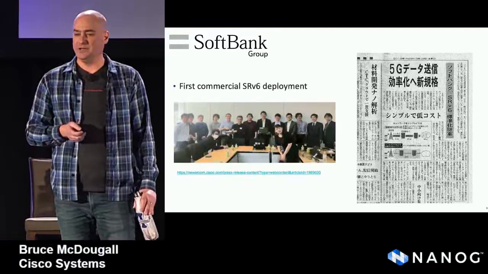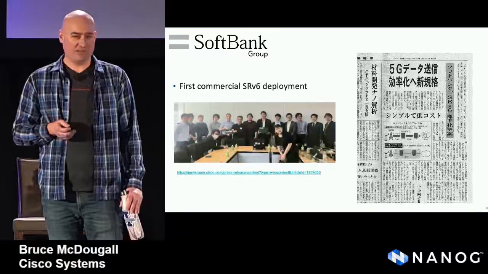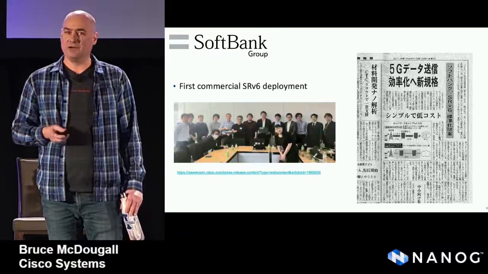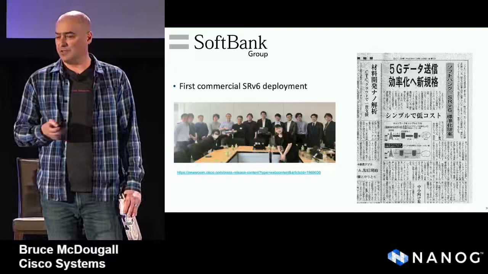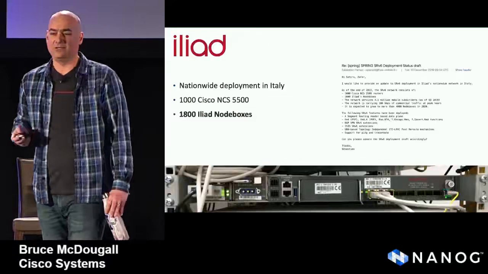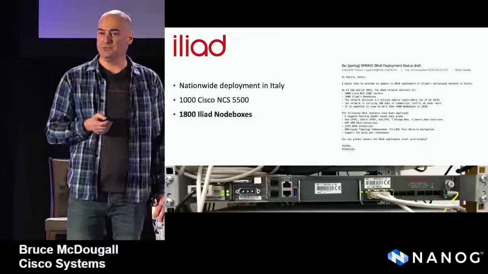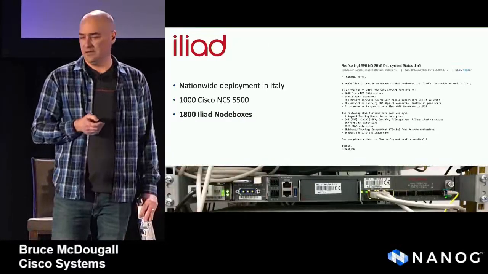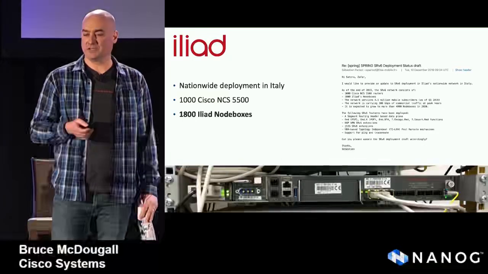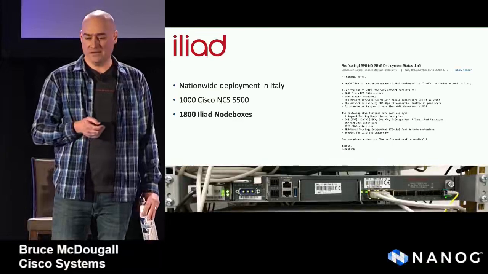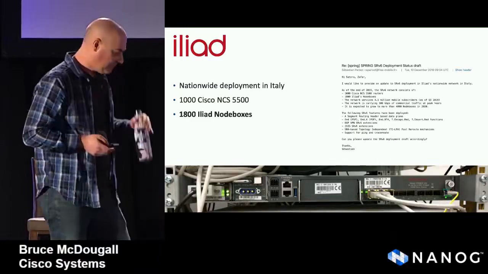We wanted to highlight 2 of those operators that announced commercial deployments, SoftBank and Iliad. SoftBank was the very first announcement in January of 2019, with segment routing deployed in production. And then just a couple weeks later, Iliad, an operator in Italy and France, made an announcement that they had deployed a nationwide SRv6 network using both Cisco equipment as well as their homegrown Iliad node boxes. And these are their cell site routers, where they actually implemented SRv6 within their own network operating system.